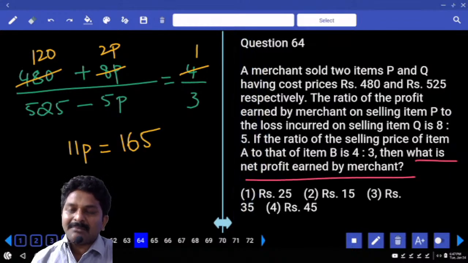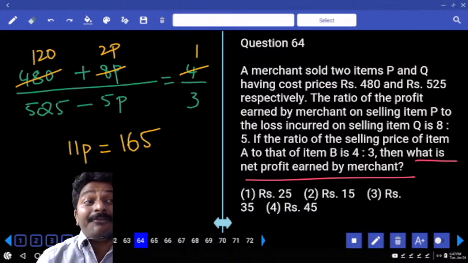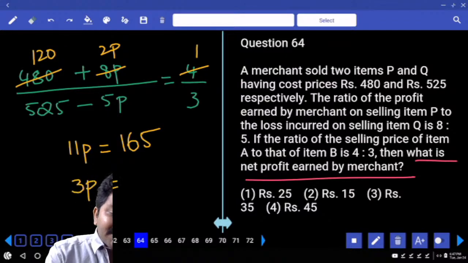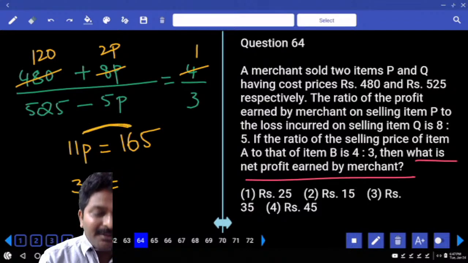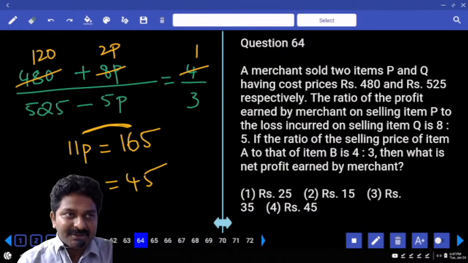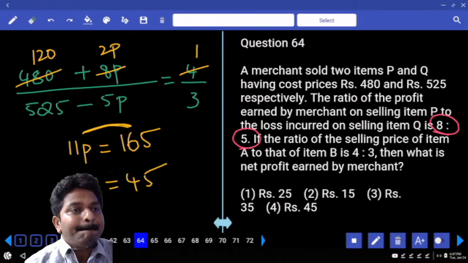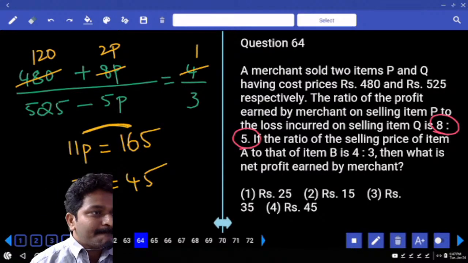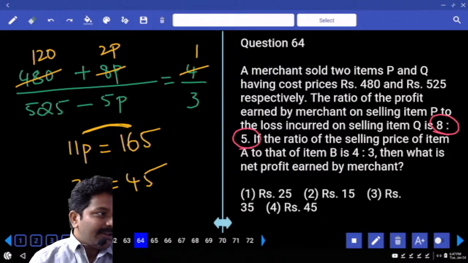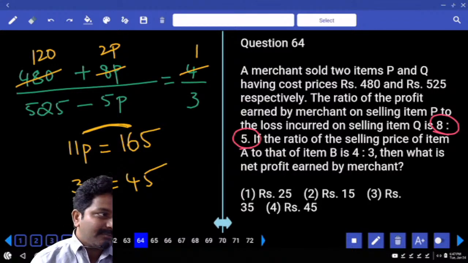What was the final question? What is the net profit earned by the merchant? What is profit earned on selling item P? 8 parts. Loss on item Q? 5 parts. Profit is plus 8 parts, loss is minus 5 parts. Net profit? 3 parts. 11 times how many is 165? 15, so 3 times 15 is 45. Basically, there are 2 options, so I calculated the entire solution. Otherwise, when the profit is 8 parts and loss is 5 parts, net profit is 3 parts, so look for a multiple of 3. If only one multiple of 3 were available, you wouldn't have to solve the question. Because there are 2 options, we are forced to do it. Okay?